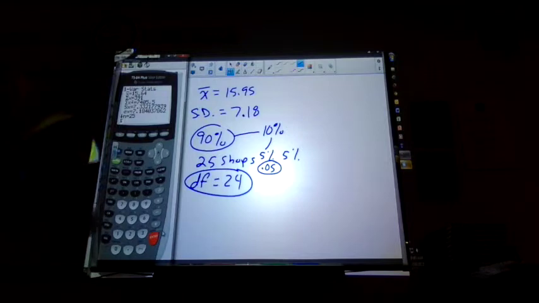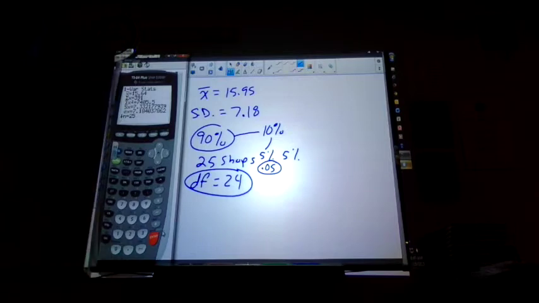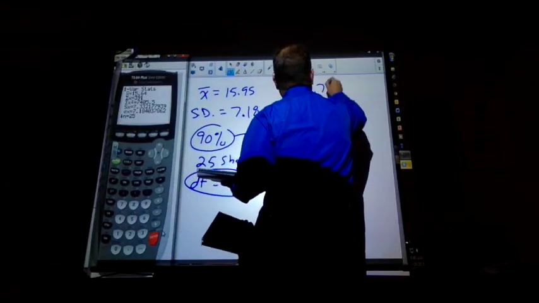Look for our t-score. So I have a degree of freedom of 24. Does 24 exist on our degrees of freedom? And then I'm looking over to 0.05. What do you got? 1.711. Good. So I'm going to get the 1.711.